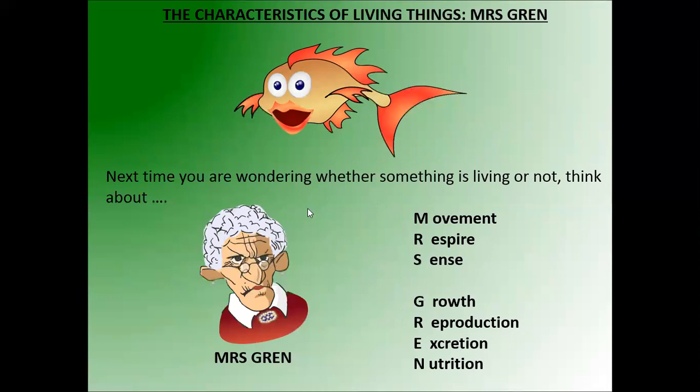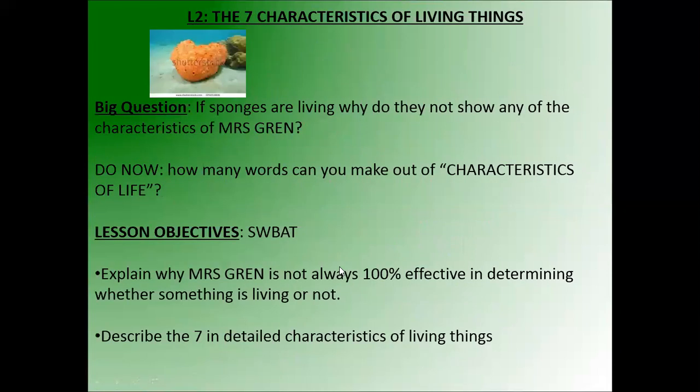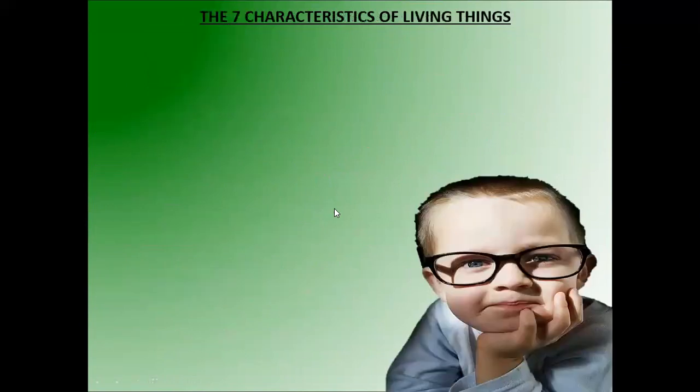Or we say the object, not the organism, is not a living thing. But if you find any of these qualities or characteristics in a thing, we should know it is a living thing. And sometimes we want to complete some graphics. We have some questions here. Someone might ask you, if sponges are living, why do they not show any characteristic of living things or MRS GREN? So how do we give an answer to that kind of question?